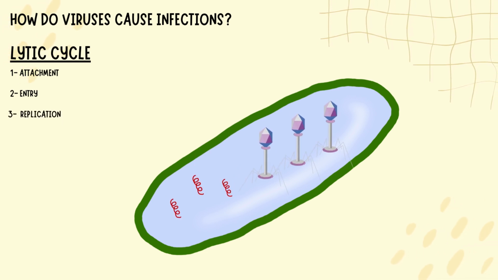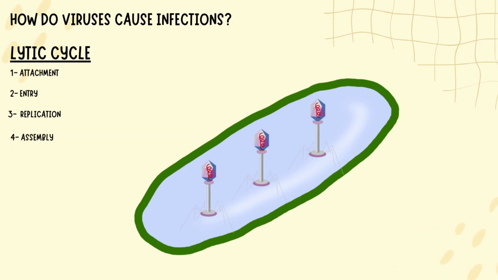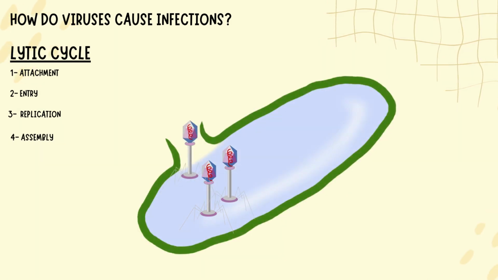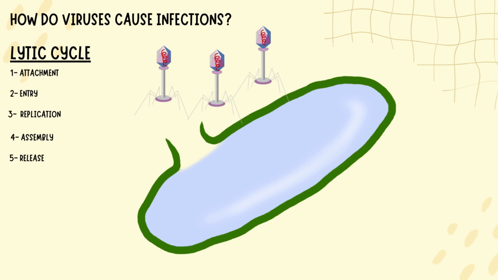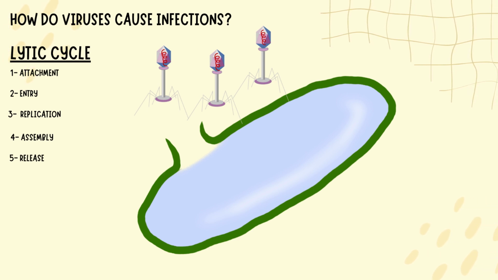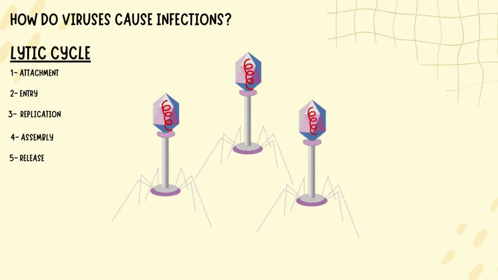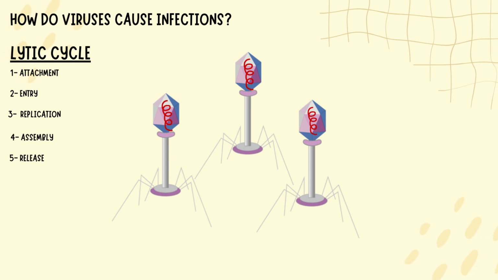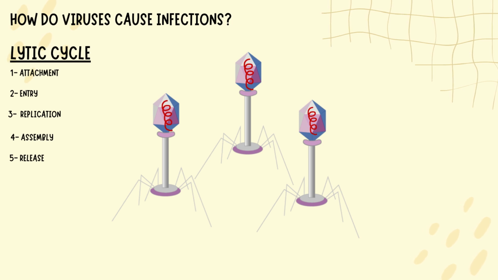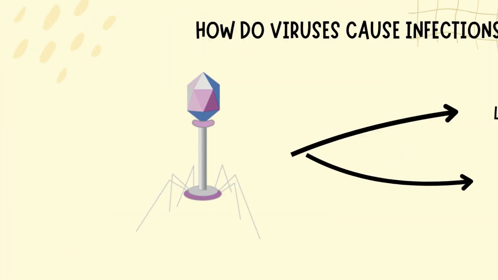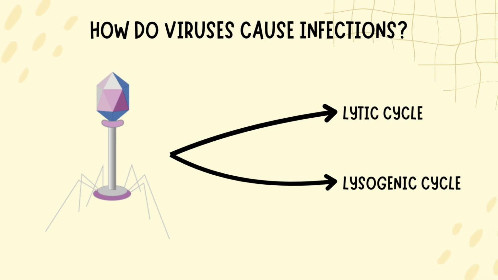The viral genes instruct the host cell to make more viral capsids and enzymes needed for replication. The capsids form around the nucleic acid of new viruses. The new viruses leave the cell by exocytosis or by causing the cell to burst, releasing new viruses that are free to infect other cells. Viruses that replicate by the lytic cycle produce active infections in which the symptoms start to appear 1 to 4 days after exposure. Now let's talk about the lysogenic cycle.